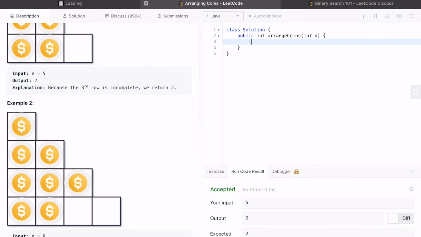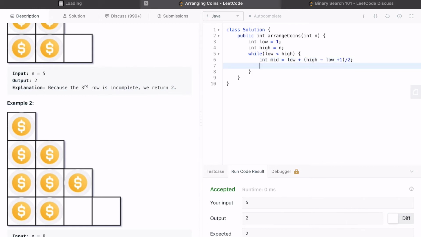So I can say int low equals 1 and I'm going to search in this range, high equals n. As long as low is less than high, I can search for an answer. Int mid equals low plus high minus low plus 1 over 2.